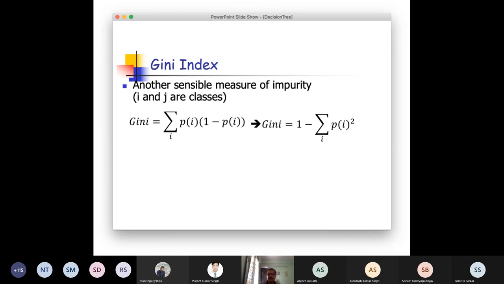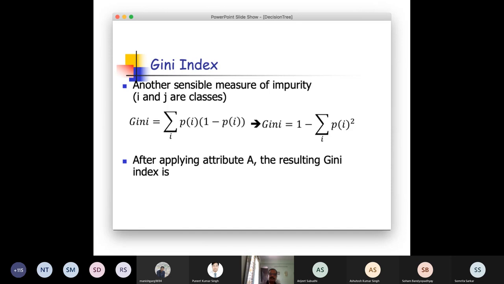Information would be low, entropy would be low, like the Gini index would be low. And if it is impure, then it would be high. So after applying an attribute, this is one definition of the Gini index. As you can see, in this case i is the level or class. So what are you computing?